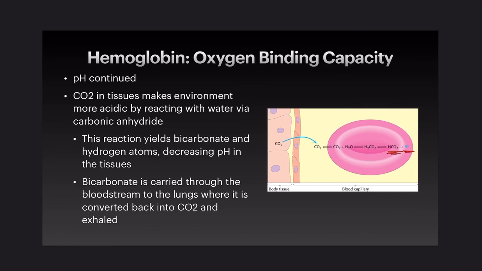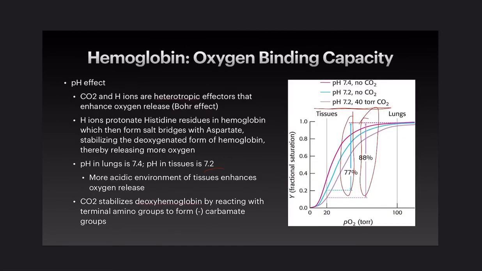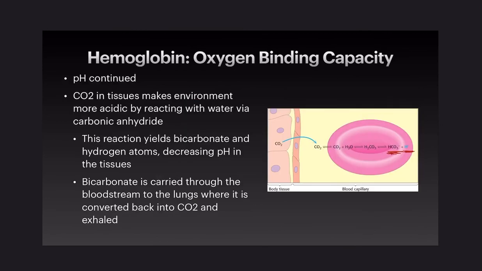Bicarbonate is carried throughout the bloodstream to the lungs. It's converted back into CO2 and then exhaled. That's actually how most of the CO2 leaves our body. Some CO2 leaves our body when it attaches directly to hemoglobin, but that's a pretty low number. Most of the CO2 leaving our body leaves as bicarbonate.